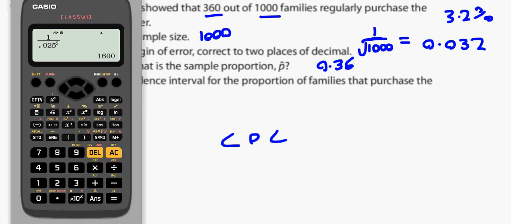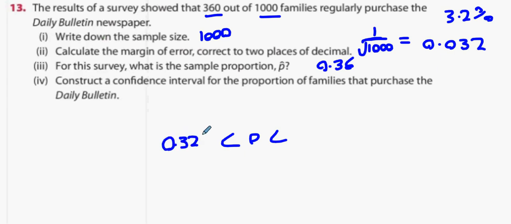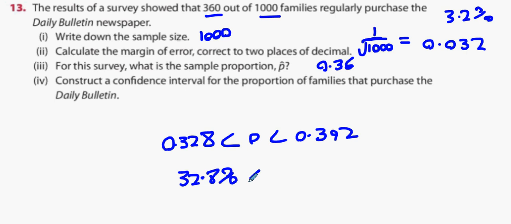So you do 0.36 take away. What is it? 0.032, and you get 0.328 if you round it off to two. If you round it off to an extra decimal, and then when you add it on, we're going to get 0.392. Anywhere between 32.8% and what's the other thing? 39.2%. All right, that's me done.